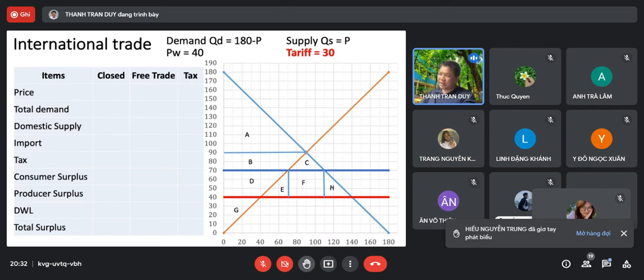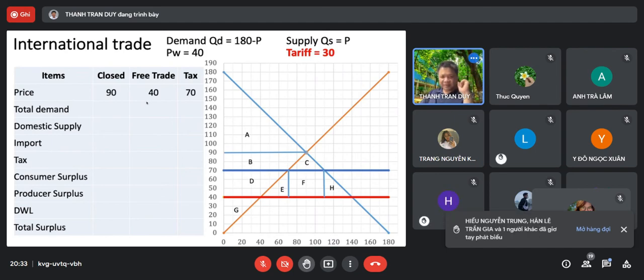Based on the data, we can draw the diagram like this. Now, if we close, the price will be 90. Free trade, the price will be 40. And tax will be 70. So is it okay? Make sure that you know why we have the three numbers here. Raise your hand if you think it's okay. You know the reason why we have three numbers like this. Good.